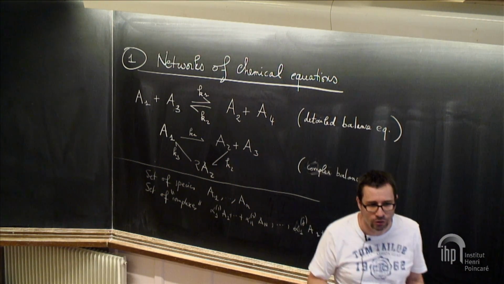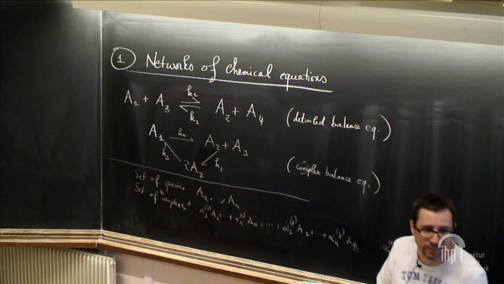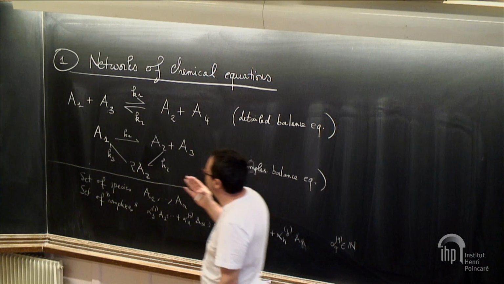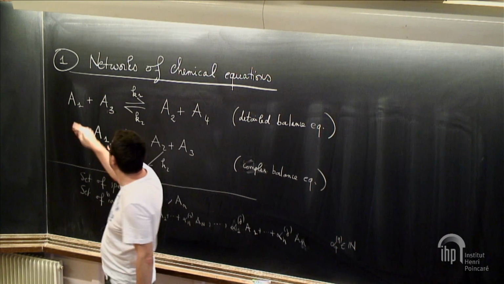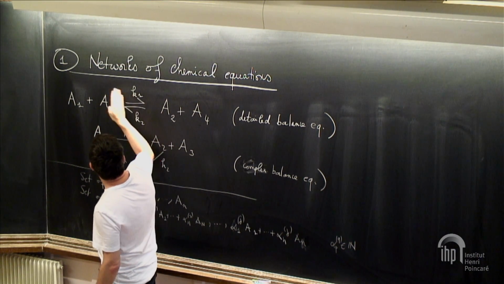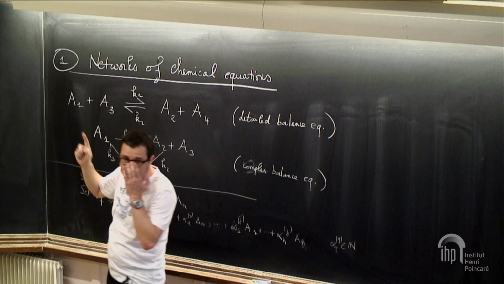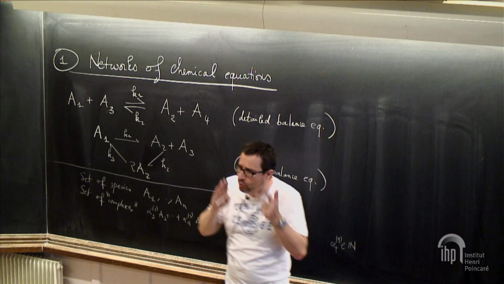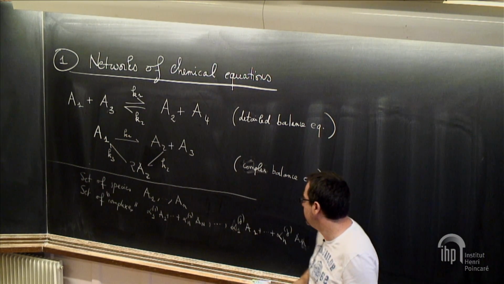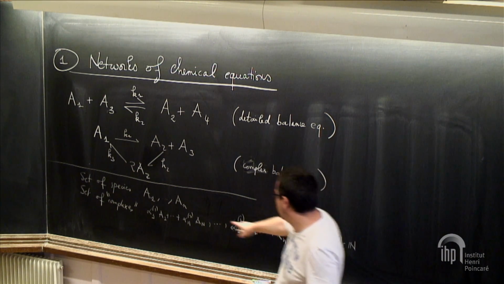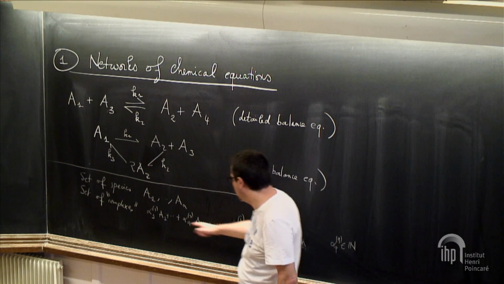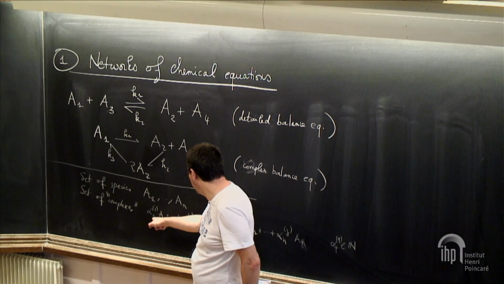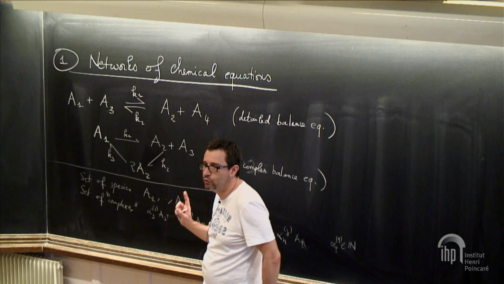For real chemical networks coming out of chemistry, what happens is that in front of an arrow, usually you have 1, 2, or at most 3 species. So that in practice, in those things, typically you have only 3 of the coefficients here which are different from 0.